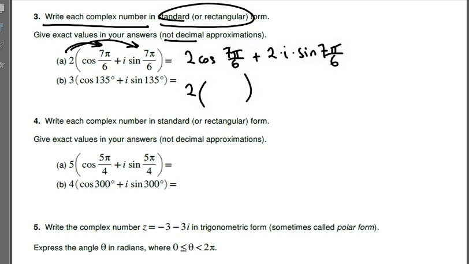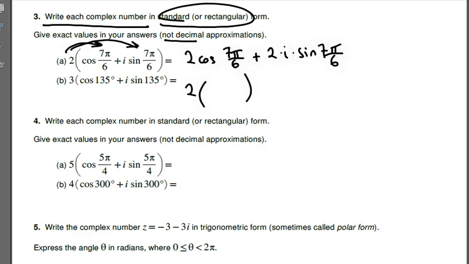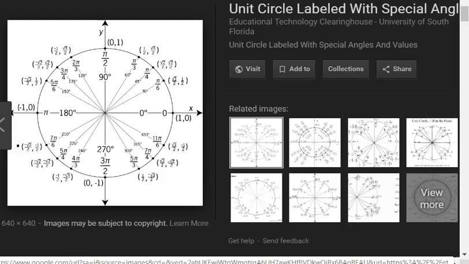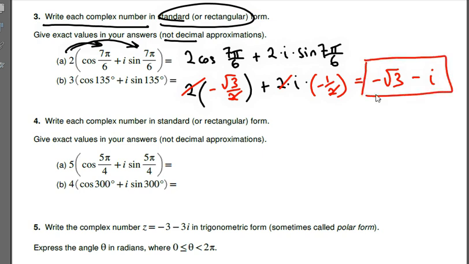So the way that we evaluate those cosines and sines is we go over to our unit circle, find 7 pi over 6. There it is right down here, -√3/2 and -1/2. So -√3/2 for the cosine plus 2 times i, and what was that one again? Oh, -1/2 for the y value, so -1/2. And now we just do a little bit of arithmetic. 2's will cancel, so we have -√3. That 2 and that 2 cancel, so we have minus i. And we're done with this first part, converting this complex number that is currently in trig form, or polar form, into rectangular form.